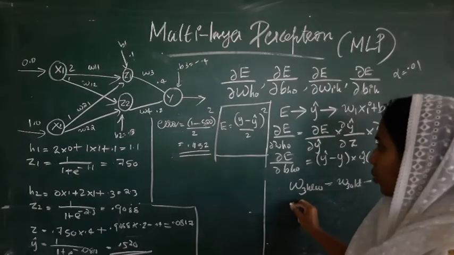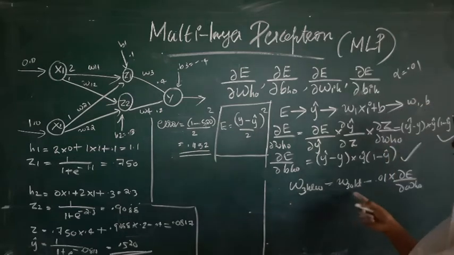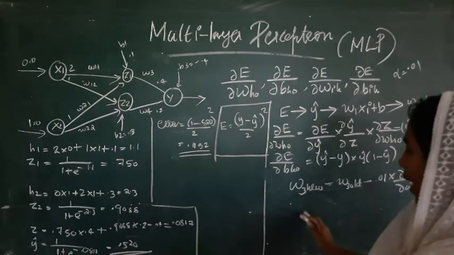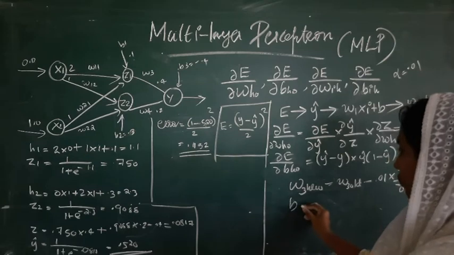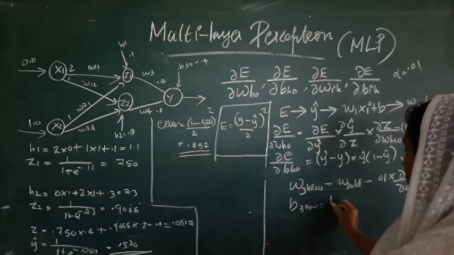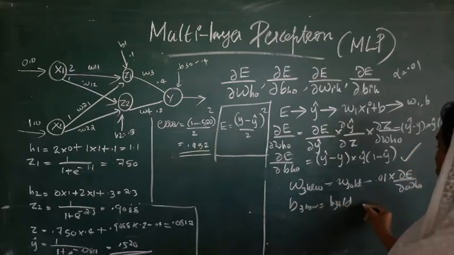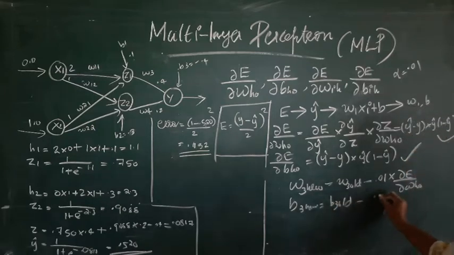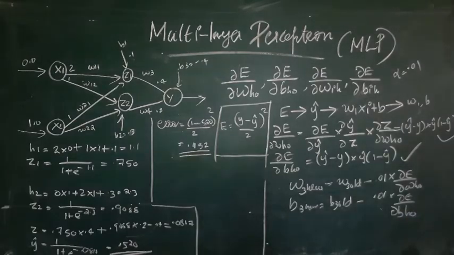Similarly for W4 new, it is the very same calculation, and for bias also, that is B3, right? B3 new is equal to B3 old minus the learning rate 0.01 into dou E by dou B3. So this is how we calculate the new values for W3, W4 and the bias in the final layer. So hope this derivation is clear.